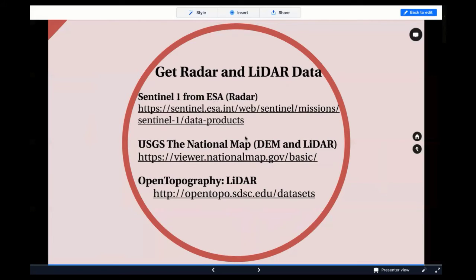And for the USGS, the National Map is for the United States. There are some DEM data and LiDAR data available. LiDAR is not national coverage yet, but I think at least Chicago is all covered. And Open Topography is another LiDAR source available.